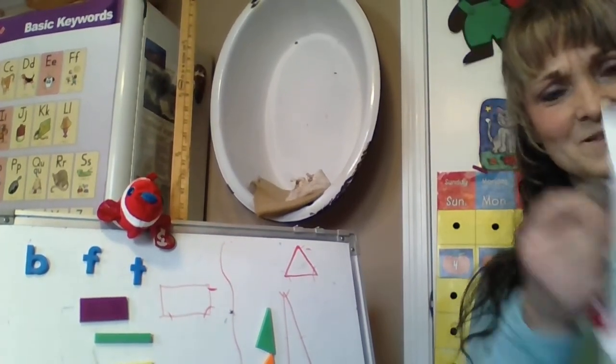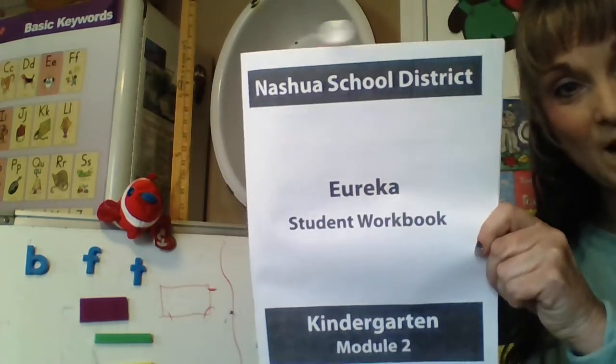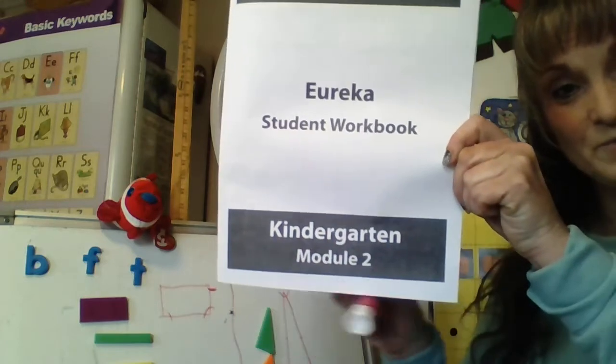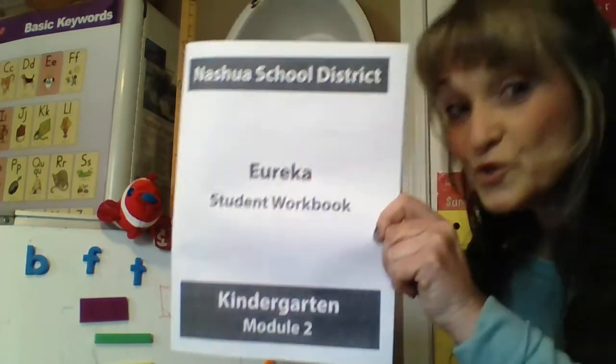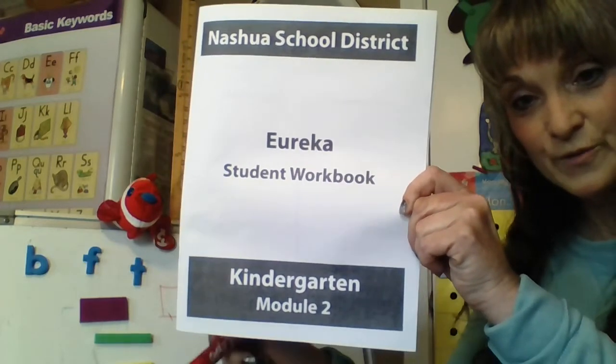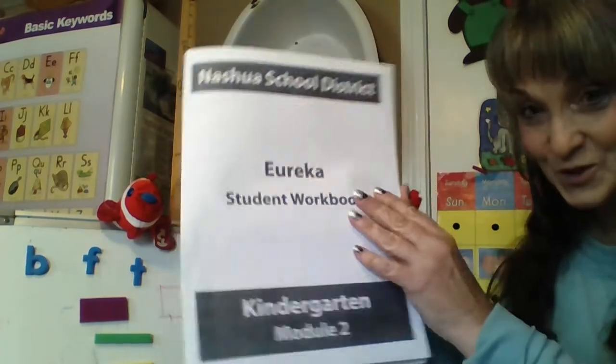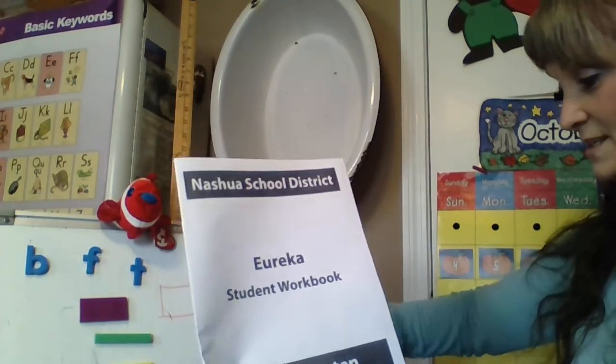And guess what else? Our book is a rectangle. 1, 2, 3, 4 straight sides and 4 vertices. 4 straight sides and 4 vertices.